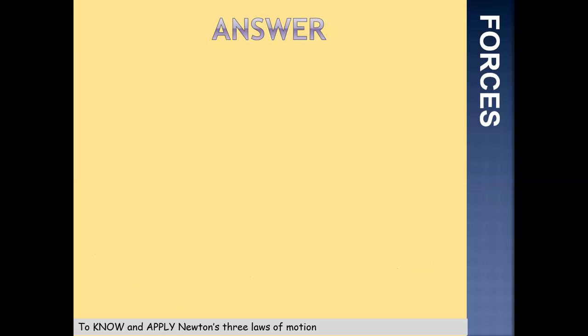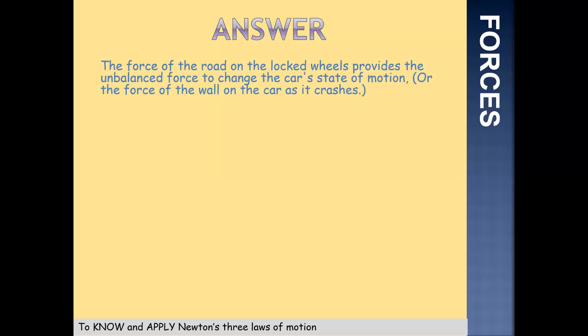Okay, here's the answer to that question. 5 possible marks, I'll go through each mark. So, the force of the road on the locked wheels provides an unbalanced force to change the car's state of motion. Remember, there's friction between the wheels and the road, and when we apply the brakes, the force of the road provides an unbalanced force, slowing the car down. Or if it crashes into a wall, the wall provides that force.